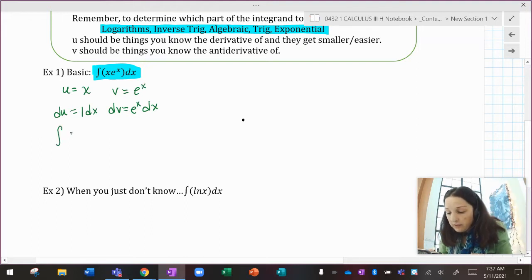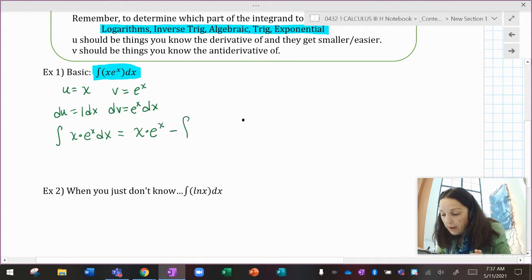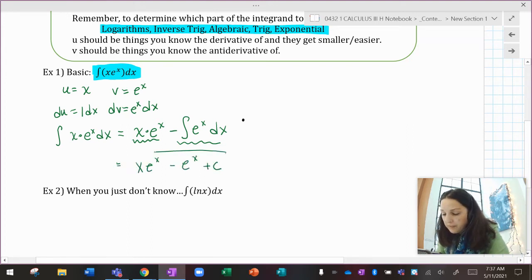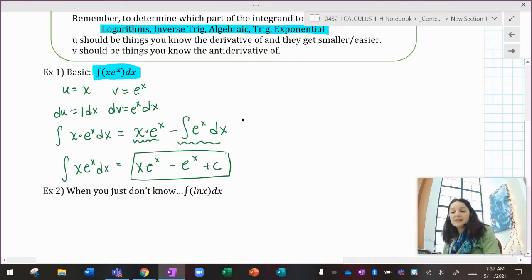So the integral of u dv, which should be my original, and it is, equals u times v minus the integral of v du. The formula took half of the antiderivative for me, thank you, and then I have to do the second half of the antiderivative by integrating e to the x, and I can integrate e to the x myself. x e to the x minus e to the x plus c. So we just found out that the antiderivative of x e to the x dx is x e to the x minus e to the x, maybe plus a constant. And there it is.